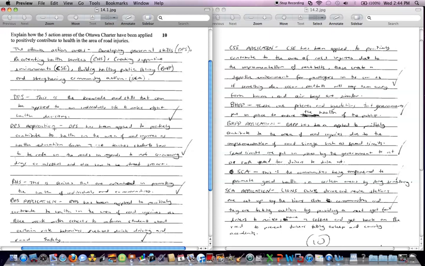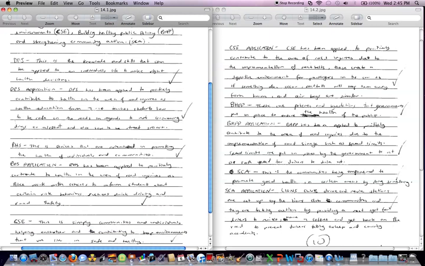Develop personal skills application. Develop personal skills has been applied to positively contribute to the health in the area of road injuries, as health education from 7 to 10 teaches students how to be safe on the roads in regards to not consuming drugs or alcohol, and also how to be street smart. So what we've got here, we've got an explanation of what develop personal skills is, and then we've applied it to show how it positively contributes to the health in the area of road injuries. So that's a great first up there.